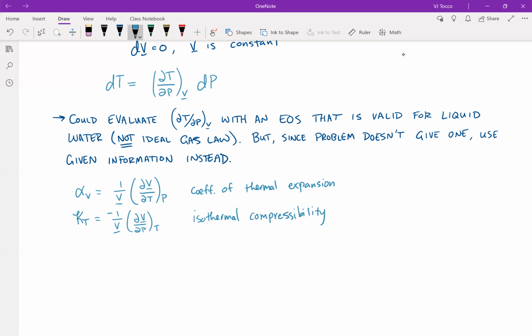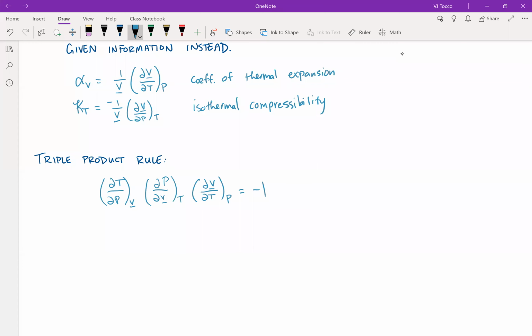So right away, that triggers a thought that maybe the triple product rule can be used in this problem. So use that mnemonic for the triple product rule, where you just write the partial of one variable with respect to another at the constant third variable, and then just rotate the three variables on the left-hand side and set those equal to -1. Then remember that we want to calculate what dT/dP at constant V is. So we want to take the other two over to the other side. So we've got minus dP/dV at constant T, and dV/dT at constant P.